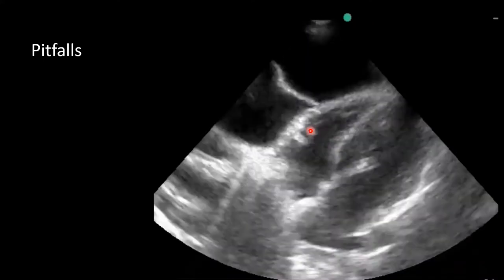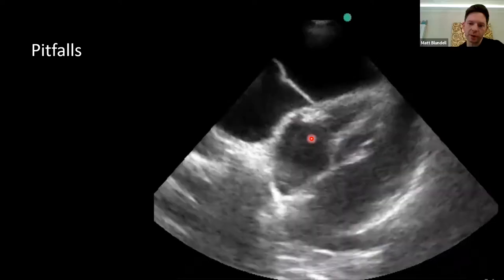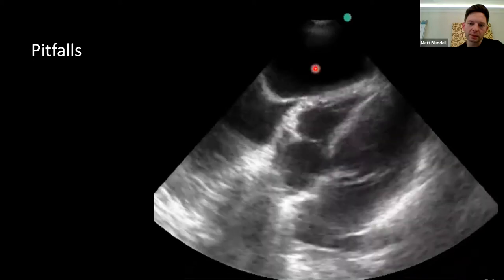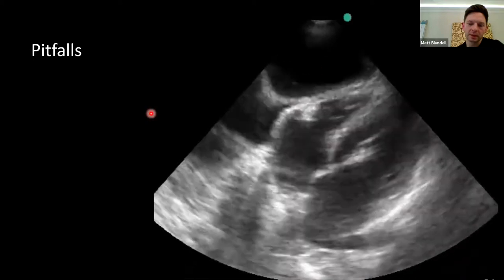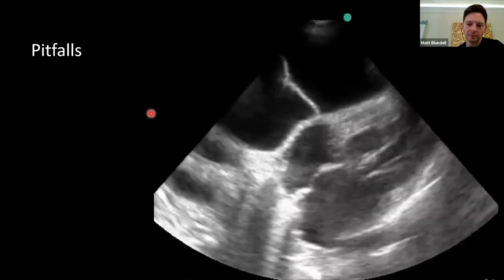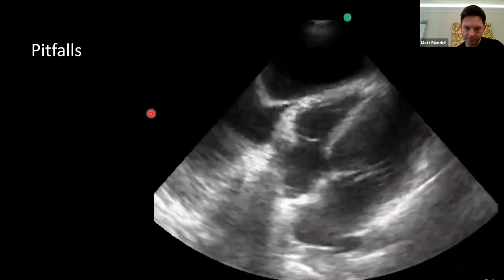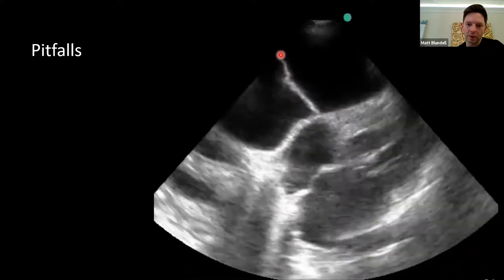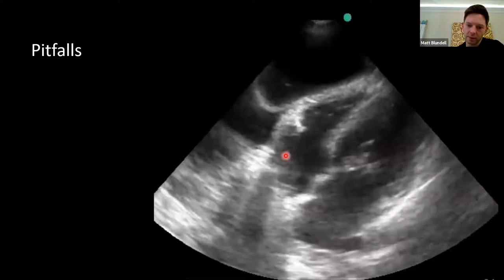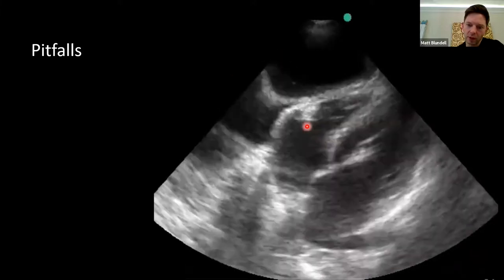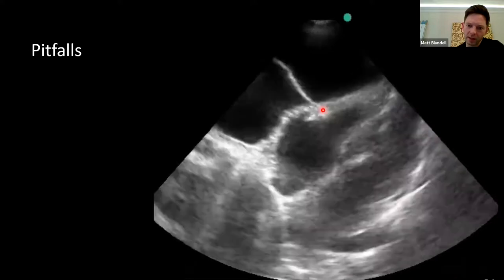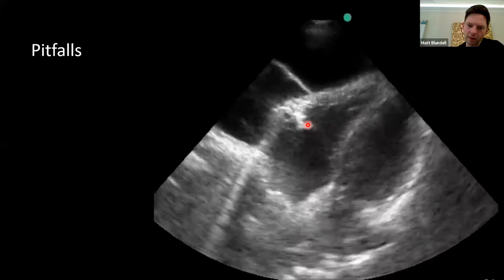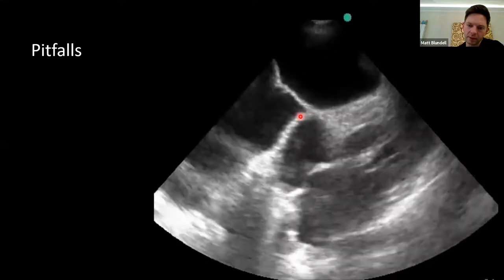And finally, this is a subcostal view again. Does anyone know what this is? So your liver is normally here. And you can see, subcostal view, this is the right atrium, right ventricle. This is the pericardium here, just on top, and you can see the tricuspid valve annulus is actually moving independently from it. So this is the pericardium.